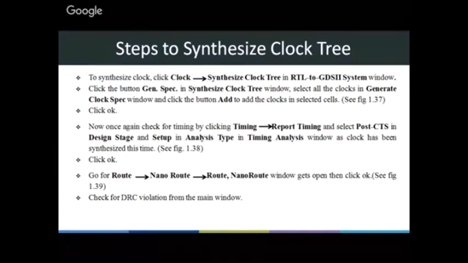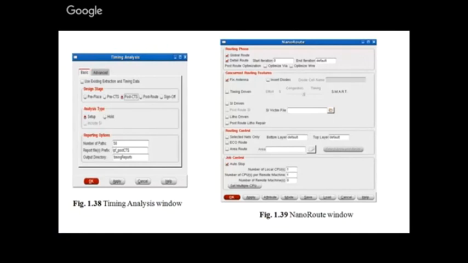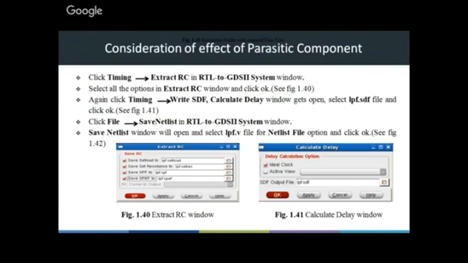Nano route window will open. Then in the nano route window, we will select in this manner all the specifications, that is routing phase, concurrent routing features, and we will click at this OK button.